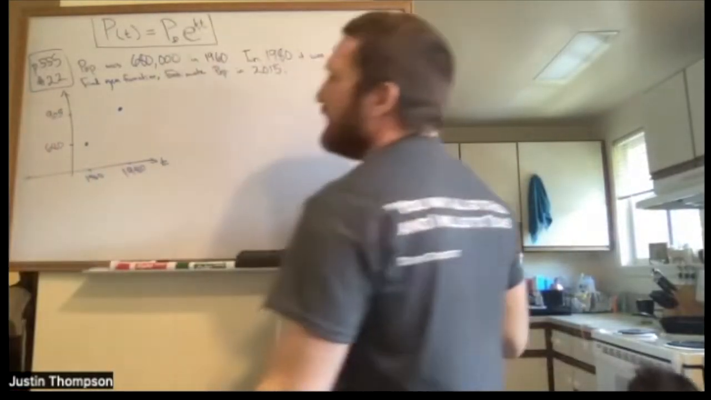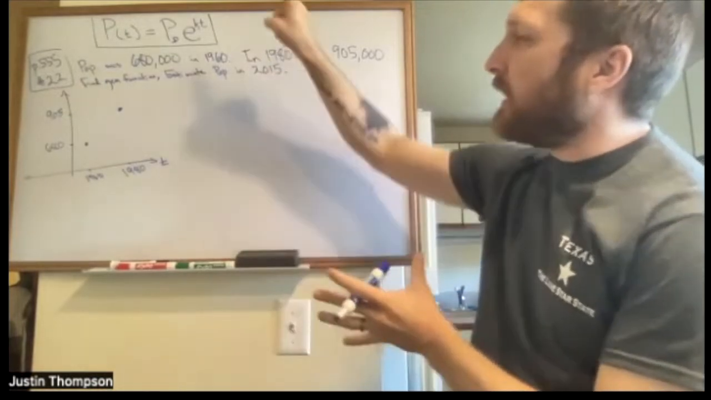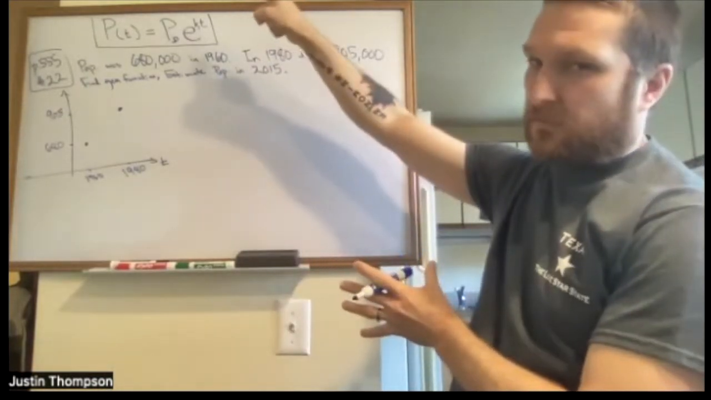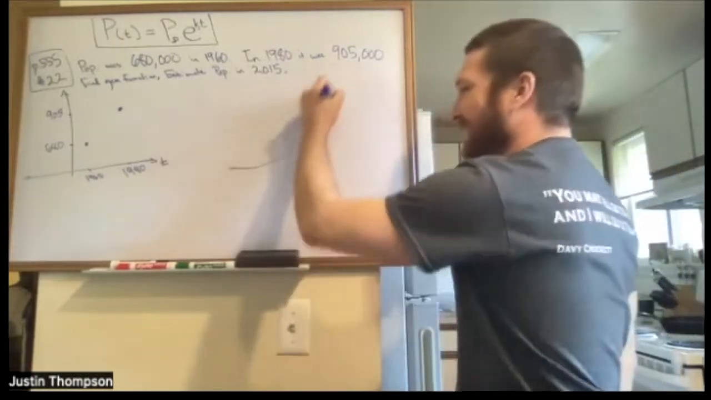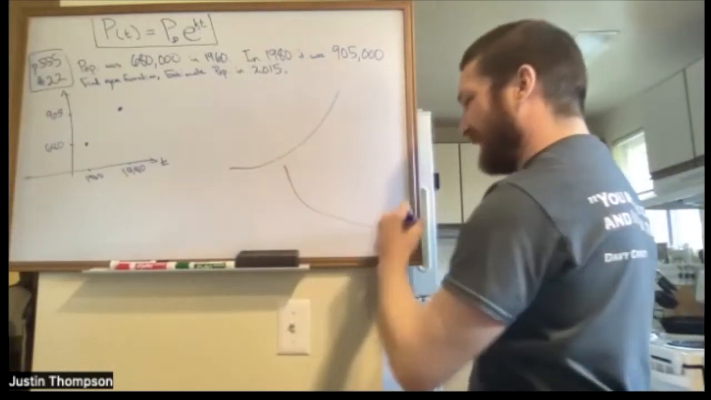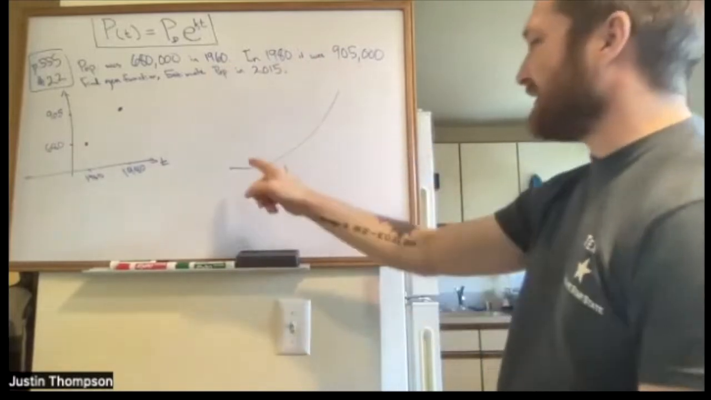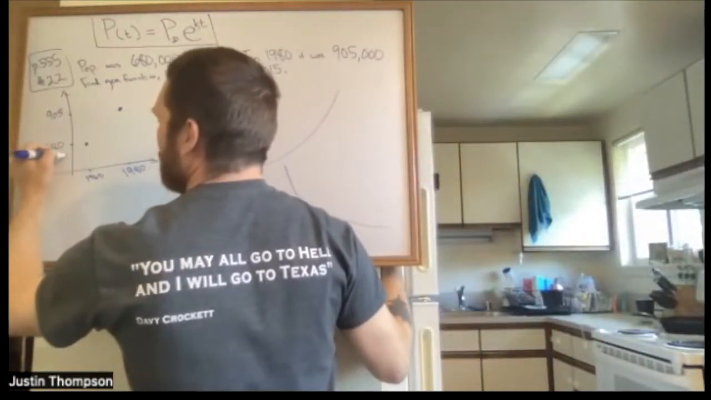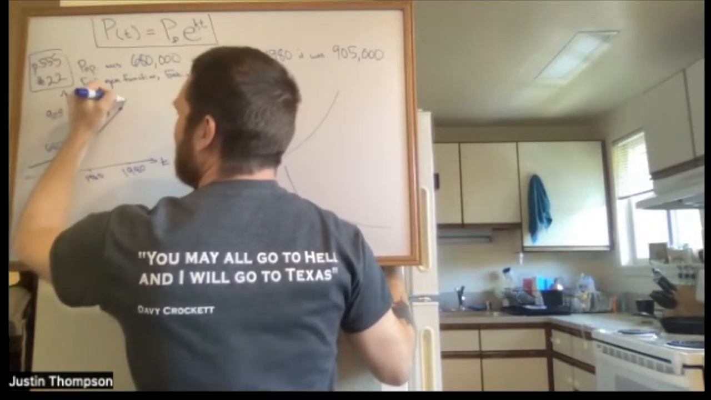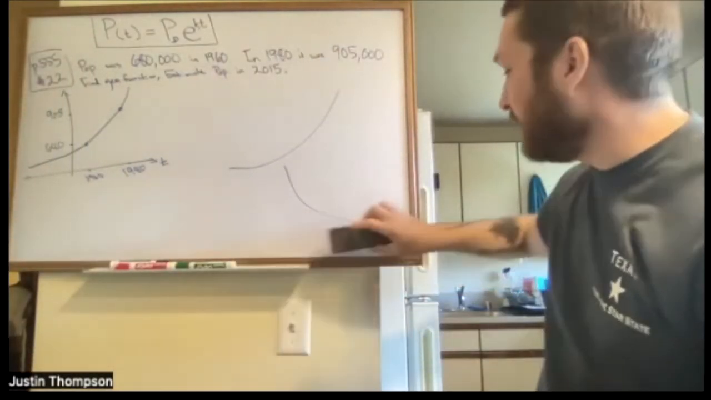905. And so now what I'm going to do is just think, okay, I'm modeling this with an exponential function. All exponentials either look like this or they'll look like this. And since this one's getting bigger as we go to the right, it's got to do this type of thing. And so I'm just going to go ahead and draw a curve connecting these guys like that. There we go. Okay.